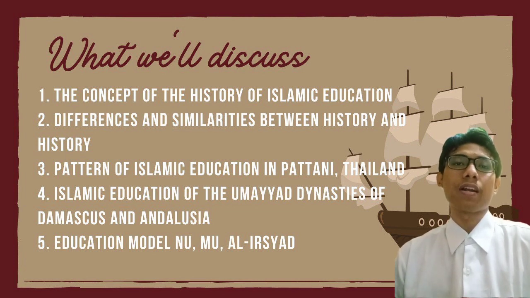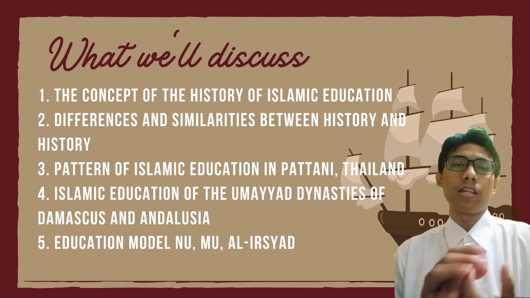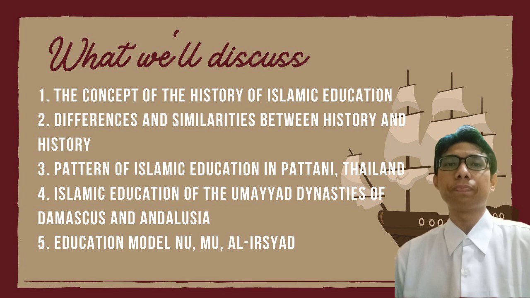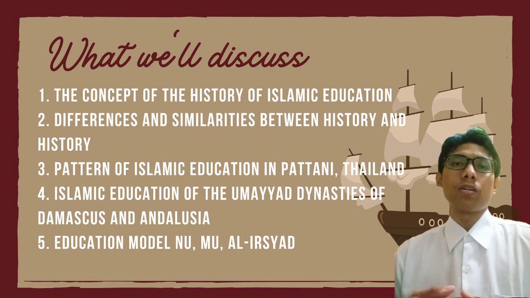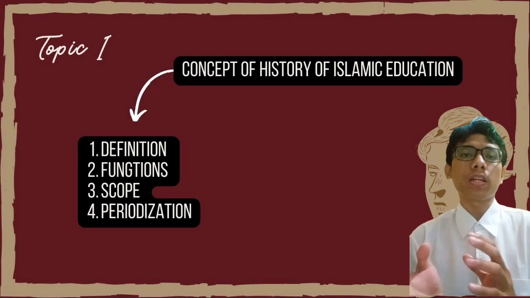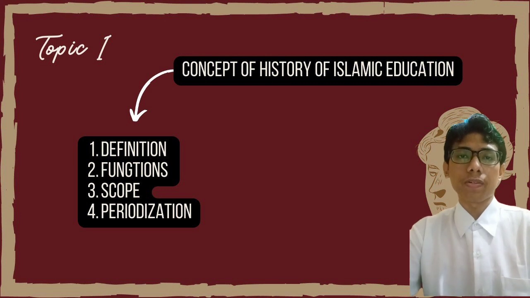Topic number 4 is to describe similarities and differences between the pattern of Umayyad Islamic education in Damascus and in Andalus. Topic number 5, the last, is to describe and classify the Islamic education model of Nahdlatul Ulama, the Islamic education model of Muhammadiyah, and the Islamic education model of Al-Irsad. Okay, I will explain topic number 1, the concept of history of Islamic education.